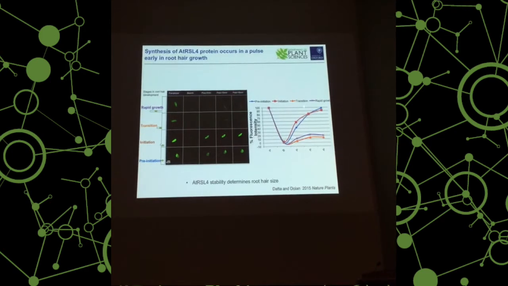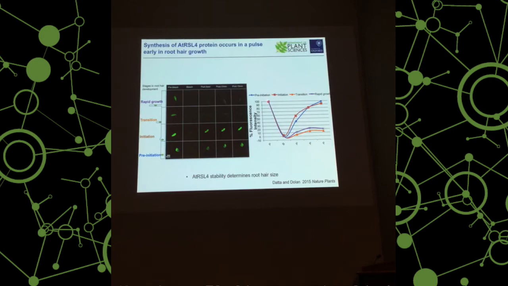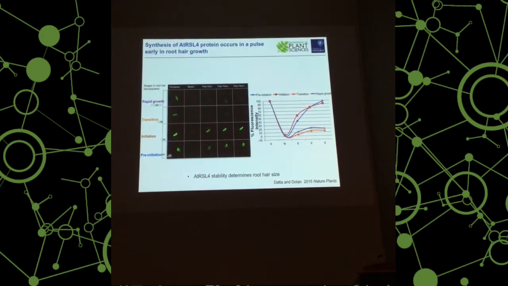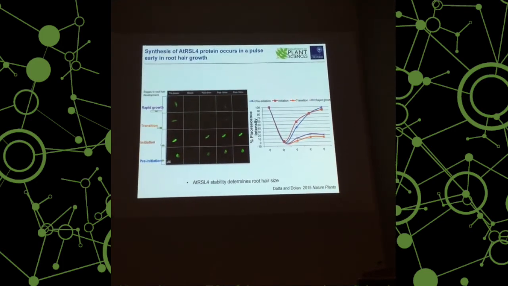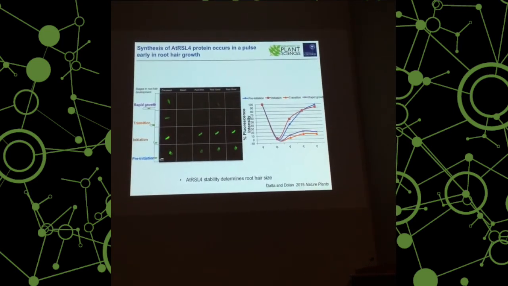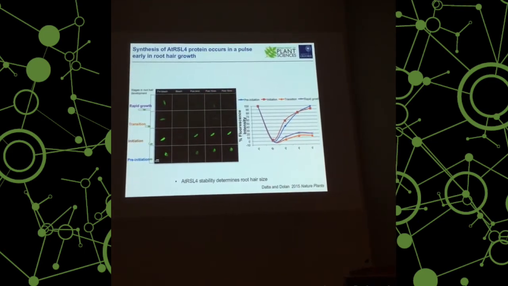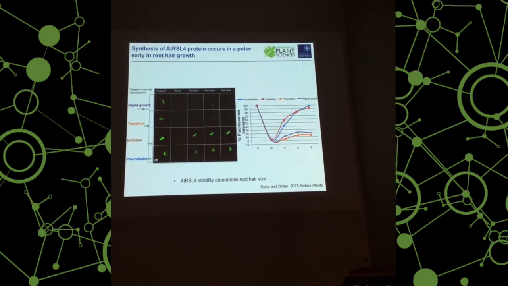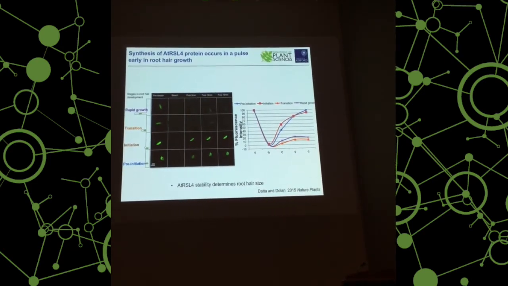This is quantified here, so these colours match these colours. For example, in pre-initiation, the blue line, we bleach it, we get very little fluorescence, but it recovers very quickly. We get the same in the initiation zone. But if you look at the rapid growth and the transition zone, you don't get restoration. This is consistent with the hypothesis that there's a pulse of RSL4 synthesis right at the beginning of root hair development, and that the root hair is elongated for as long as that protein is present. As soon as that protein disappears, root hair elongation stops.